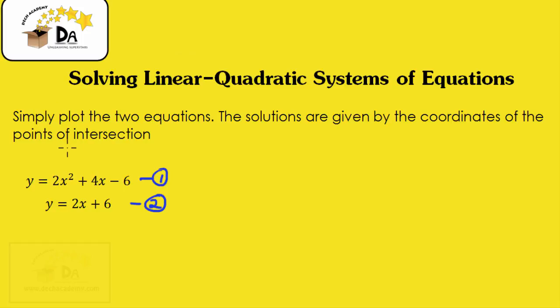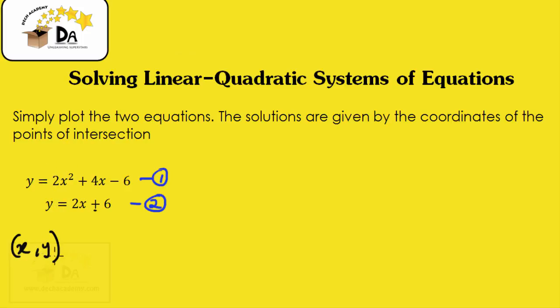In order to solve such systems of equations, all you have to do is plot the two equations on the same piece of graph paper. The solutions are given by the coordinates of the points of intersection. What are solutions? We have an equation here and another equation here, and you're looking for the unknown variables x and y. You're looking for a pair of x and y values that satisfies the quadratic equation and the linear equation.